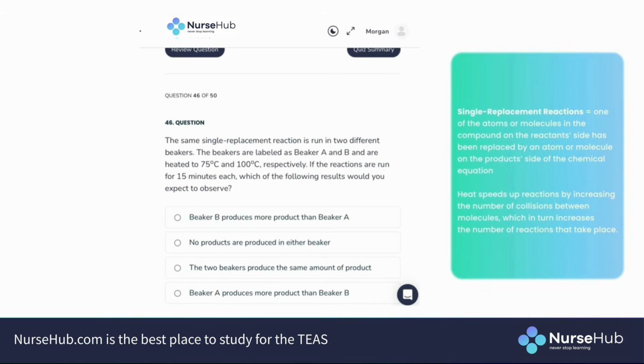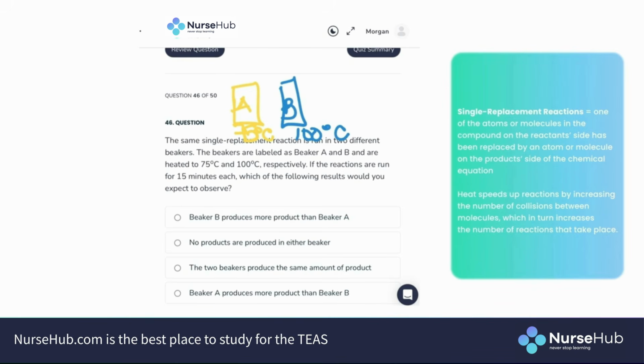This is one where you could draw something out for yourself. You have one beaker, and you have the second beaker, and we'll say this one is A, and this one is B, and we'll say A was heated to 75 degrees Celsius, and beaker B was heated to 100 degrees Celsius. All right? Just so that you can keep straight which one was warmer than the other.